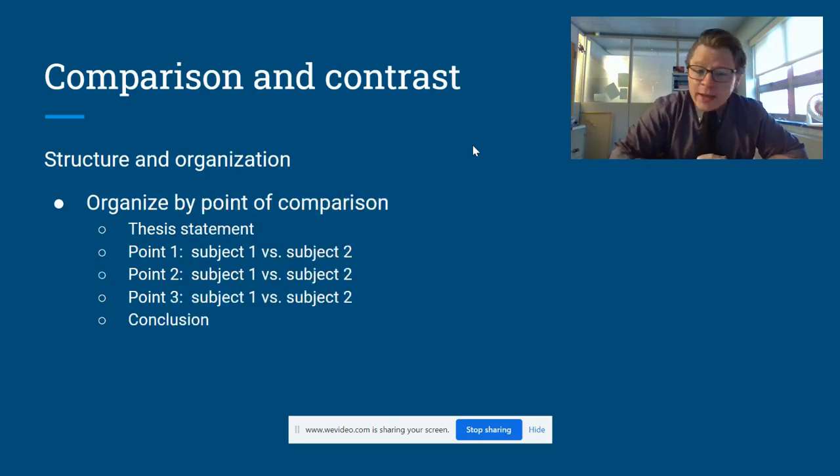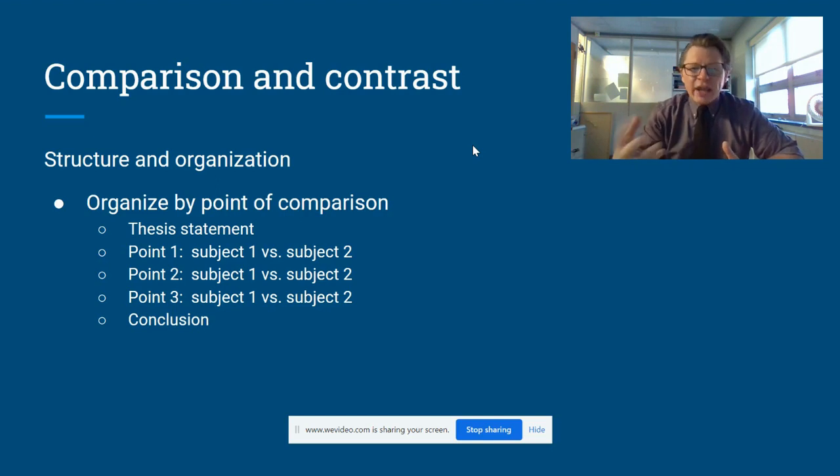Alternatively, we could organize by point of comparison. And in that case, again, we'd start with a thesis statement or main idea, and then the organization of the description would go by the points of comparison. So, right? So point one, subject one versus subject two. Point two, subject one versus subject two. Point three, subject one versus subject two, conclude. Right. So as you can see from this, it's a combination of the same things. We're just sort of changing that combination around based on how we feel we're best going to be able to show what we have to.